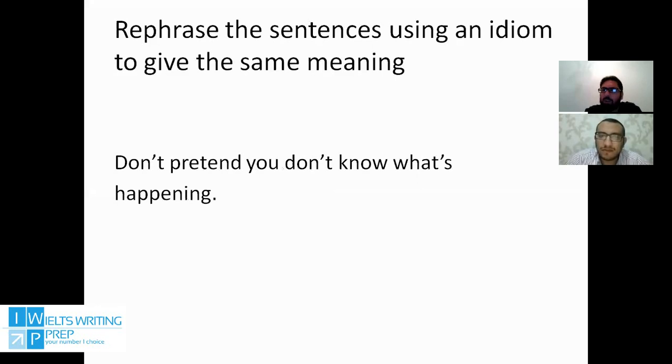Don't pretend you don't know what's happening. Don't turn a blind eye to what's happening, yeah? You turn a blind eye to something, yeah? So the preposition is going to be to. And don't turn a blind eye to something.